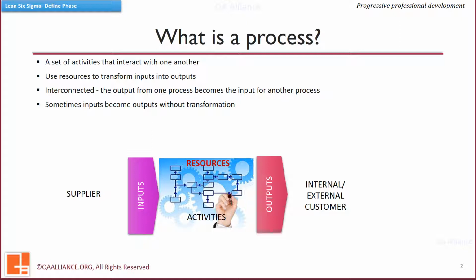At times, there might be a scenario where input is not transformed into any different output. For example, a document needs a series of approvals. So approval is a process, but it is not transforming the document into the next version. It's just a stamping. A good and efficient process needs to be defined and established well.